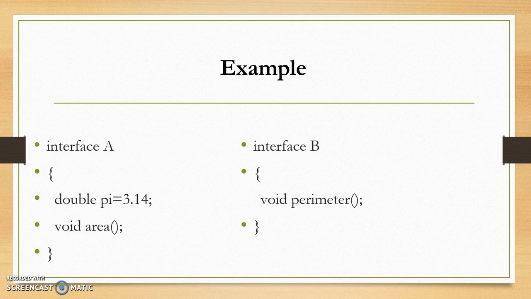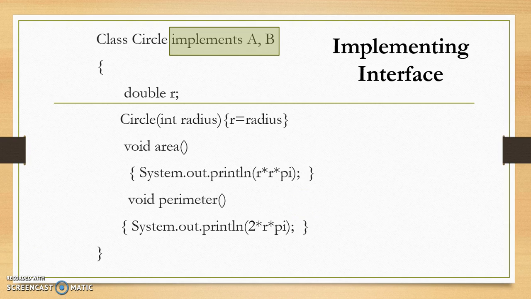Example. Here we have two examples. One is interface A and the other is interface B. In A we have a constant value pi and another method called void area. This is an abstract method. In B we have only one method, that is void perimeter.